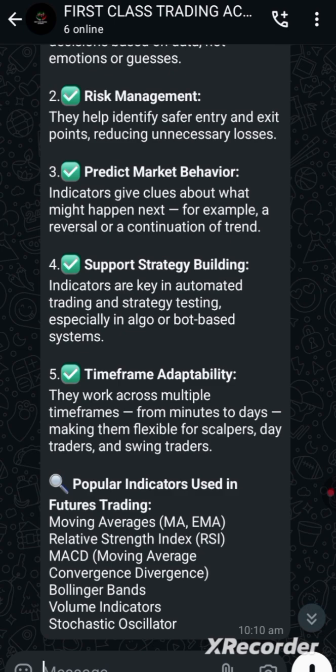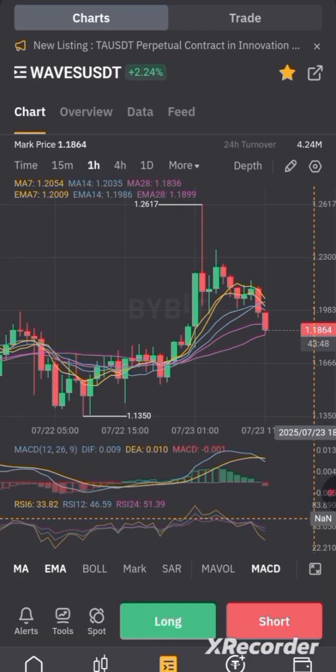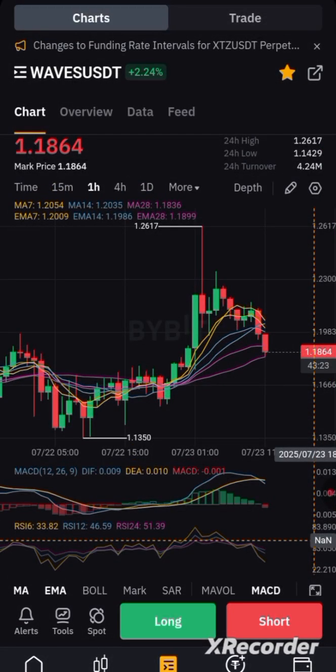The EMA is also like a moving average. All of them are saying the same thing. The moving average, the MACD, the RSI, all of them are saying the same thing. So you as a trader, all you need to do is use all the indicators, apply all the indicators together and make your direction.